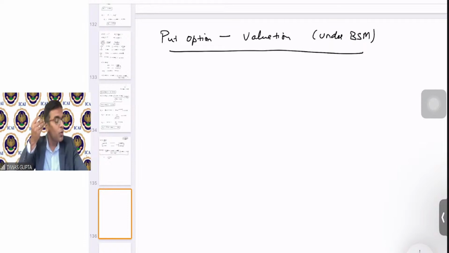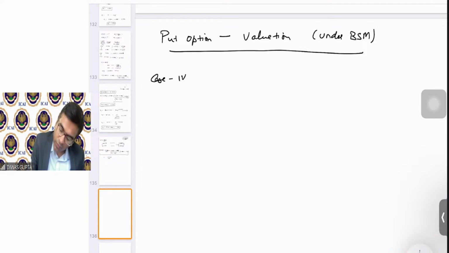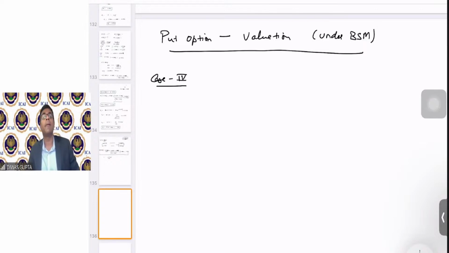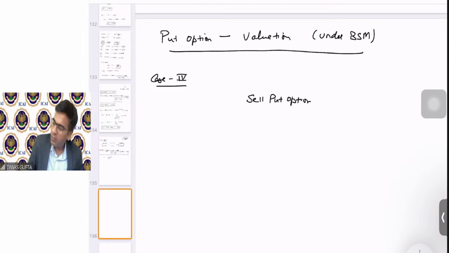Okay. So for using the put option valuation technique, I am making use of case 4 that we discussed yesterday. What was our case 4? Sell put option. Yes, Shruti, Namrata, perfect. Thank you. Very nice. So for put option, I'm making use of case 4 where I said that we will sell a put option. Now, if I'm selling a put option, that means I'm selling a right to sell.